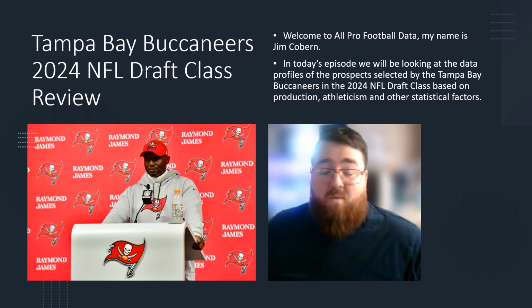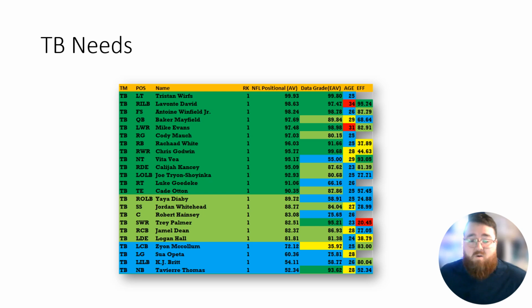With all that stuff out of the way, let's get to the needs assessment. Before the draft even starts, you have to get an idea of what the needs are for the Buccaneers. I know every team has a different perspective on what their needs are, but I judge the needs based on how they actually performed, which is the NFL positional AV. This takes a look at how they actually perform as prospects, and then I look at the data grade, which is what their grade was prior to being drafted in the NFL.